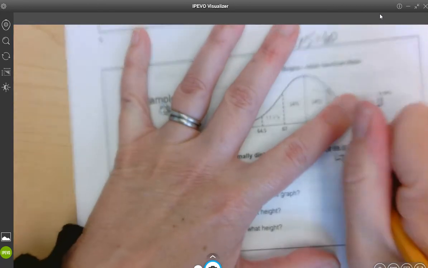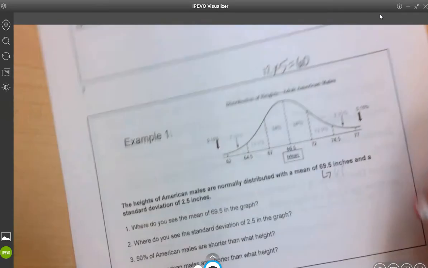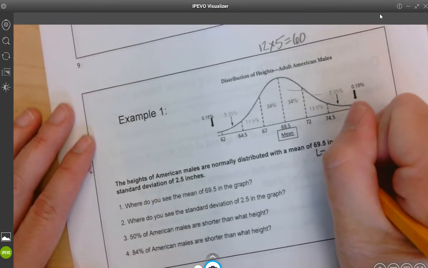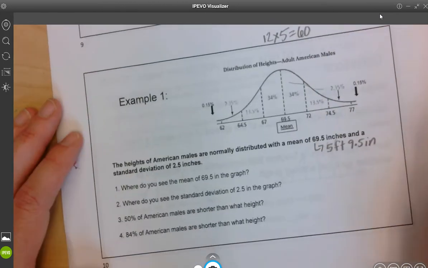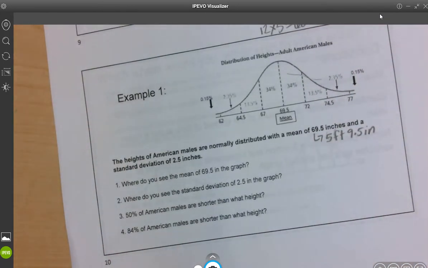Sorry, not 6 feet. What am I thinking? You guys need to yell at me when I say things like that. 5 feet, 9.5 inches. That is the average height of an American male.